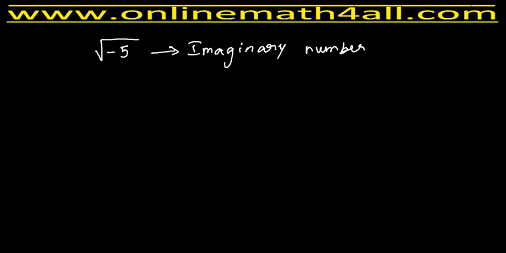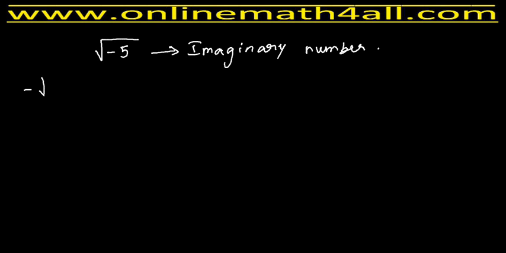We all know about the numbers with square root. Now I am going to consider a number inside the square root with a negative sign. For example, √(-5). In this number we have a negative sign inside the square root. Whenever we have a negative sign inside the square root, that is called an imaginary number. Except this case, all other numbers are real numbers.